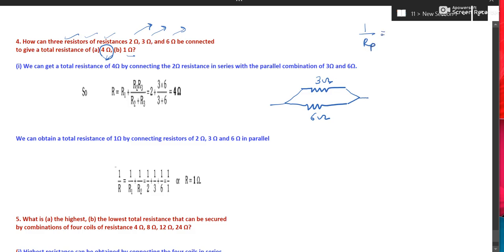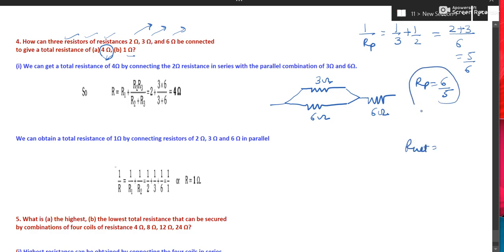1 by Rp is equal to 1 by 3 plus 1 by 2. So 6 is the LCM. 3 2s are 6 and 2 3s are 6. So it is 5 by 6. Reciprocate, so my Rp is 6 by 5. Now in series to this combination, you can connect 6 ohm. So my net resistance would be this 6 by 5 plus 6.